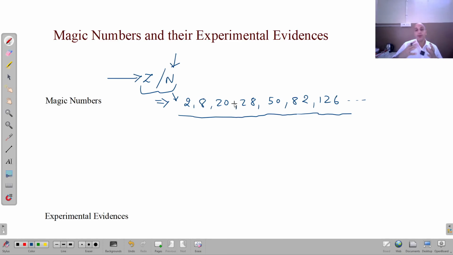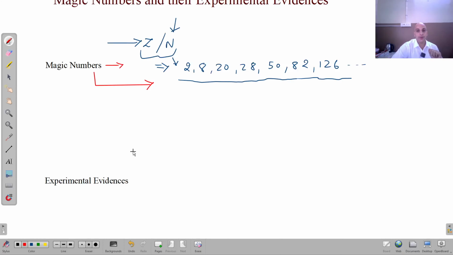This feature was not explained on the basis of the liquid drop model of the atomic nucleus. Why is this strange thing happening in nature? Why are these nuclei more stable? These numbers 2, 8, 20, 28 are known as magic numbers in nuclear physics. And the nuclei which have either number of neutrons, number of protons, or both equal to these numbers are known as magic nuclei, right? Now I'm coming to the experimental evidences. What are the experimental evidences that pointed toward the magic numbers and magic nuclei?